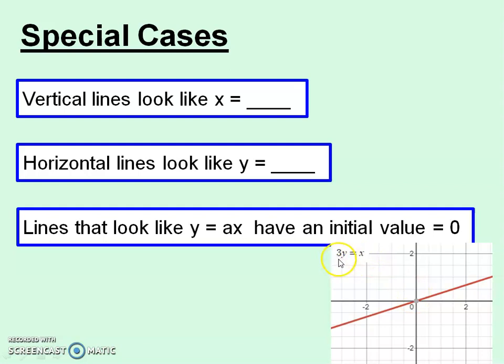I didn't write the isolated version. It would be y equals x over 3. My slope would be 1 over 3. I would rise 1 and run 3, and that would be my next point.